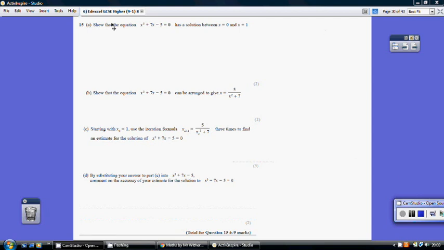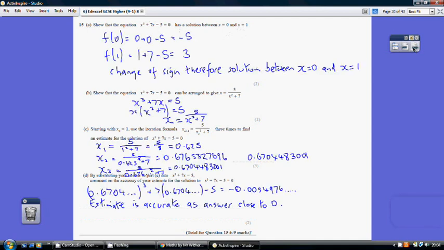Question 15. So for part A, to show that we have a solution between these two values, we first of all substitute x being 0 into the equation, and then secondly substitute x being 1 into the equation and look for a change in sign. So when we substitute 0 into the equation, we get minus 5. When we substituted 1 into the equation, we got plus 3. So there's a change of sign, so therefore there must be a solution between x being 0 and x being 1.